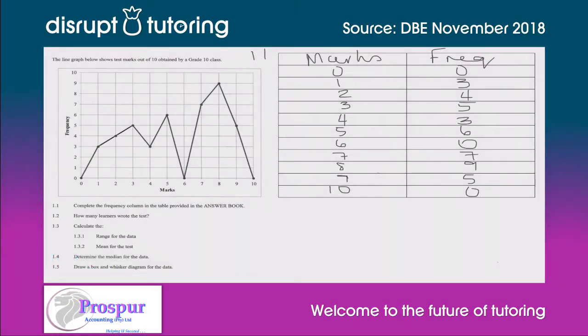Today we're going to continue on with our data handling question from the November 2018 DBE exam. With that in mind, let's move on to 1.4 where we determine the median for the data set.